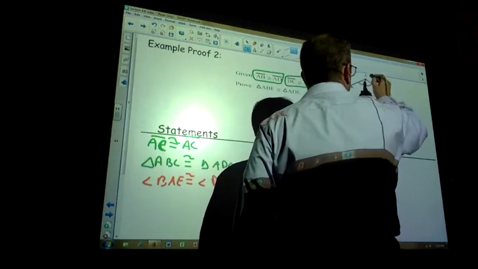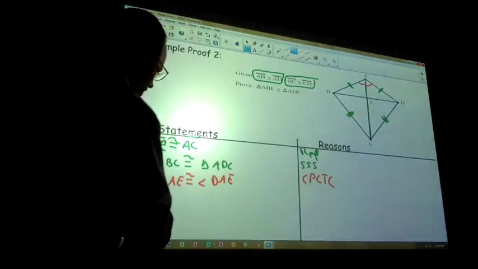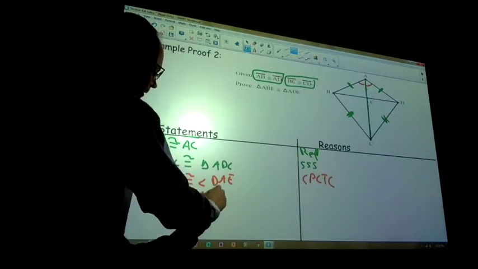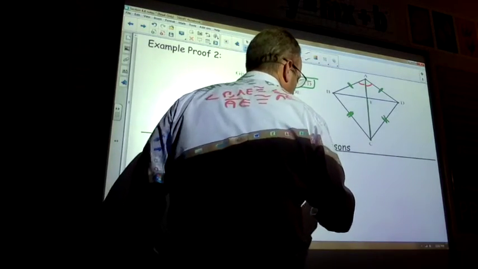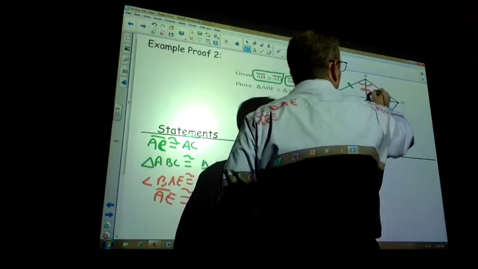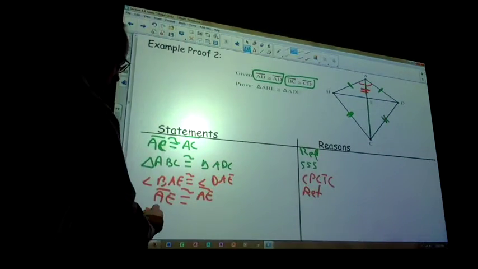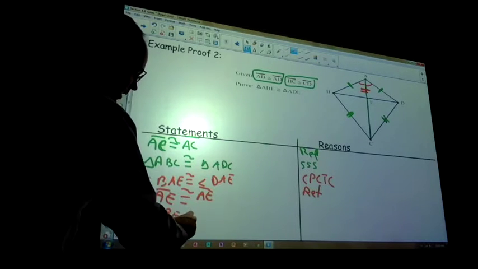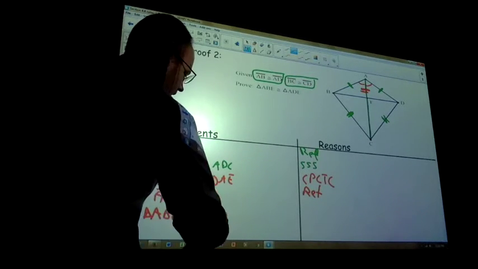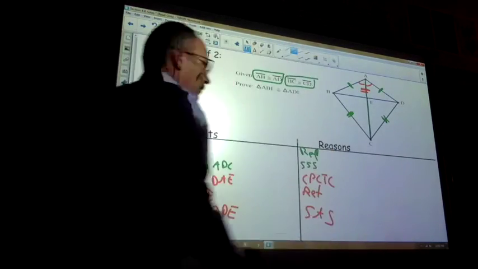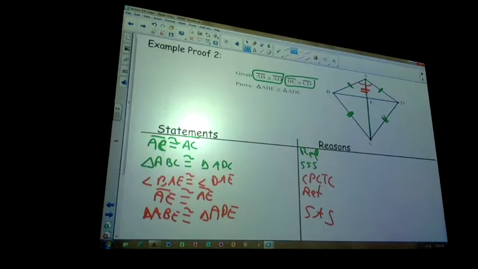So here and here are congruent. And then I have to state that AE is congruent to itself. And that's another reflexive. So now that tells me this, and that gives me side angle side. So triangle ABE is congruent to triangle ADE because of side angle side. And I don't know why I was able to do that fast yesterday. It might have been the crayon.